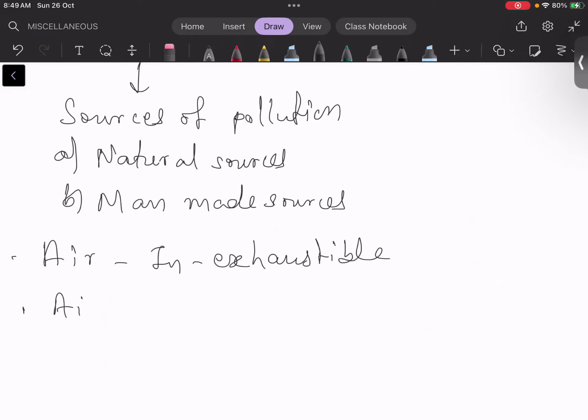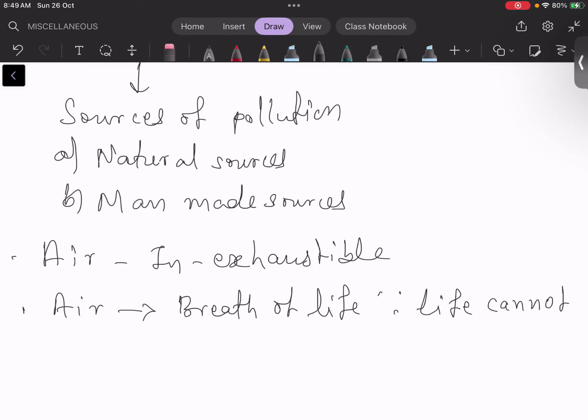So air is also known as the breath of life, since life cannot exist without air. Is there any doubt?